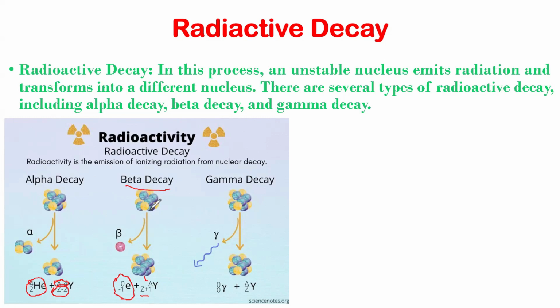So in a beta decay, electrons generally are used in representing it. And of course, the atomic number of the original element usually increases by +1.